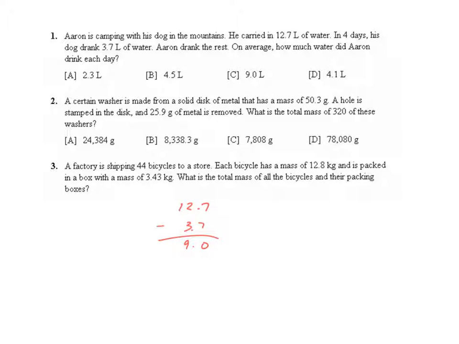However, the question asks us to find on average how much did he drink each day. Well, those 9 liters of water lasted Aaron 4 days. So we need to divide that 9 into groups of 4. And we can continue adding zeros here, and we'd find out that he on average drank 2 1/4 or 2.25 liters of water each day.